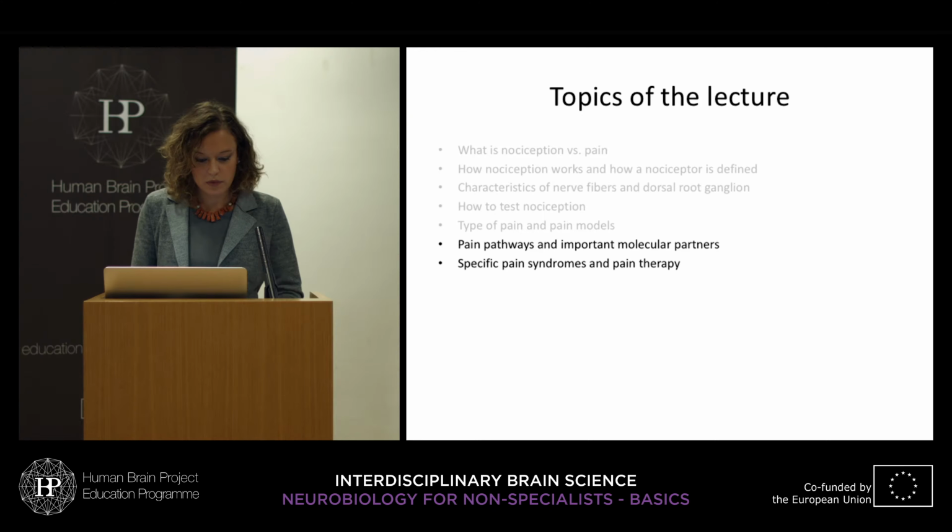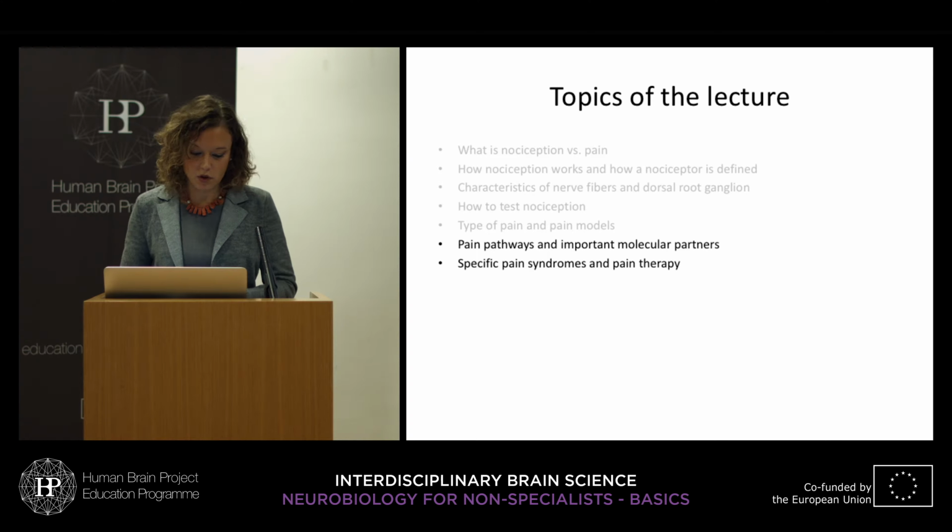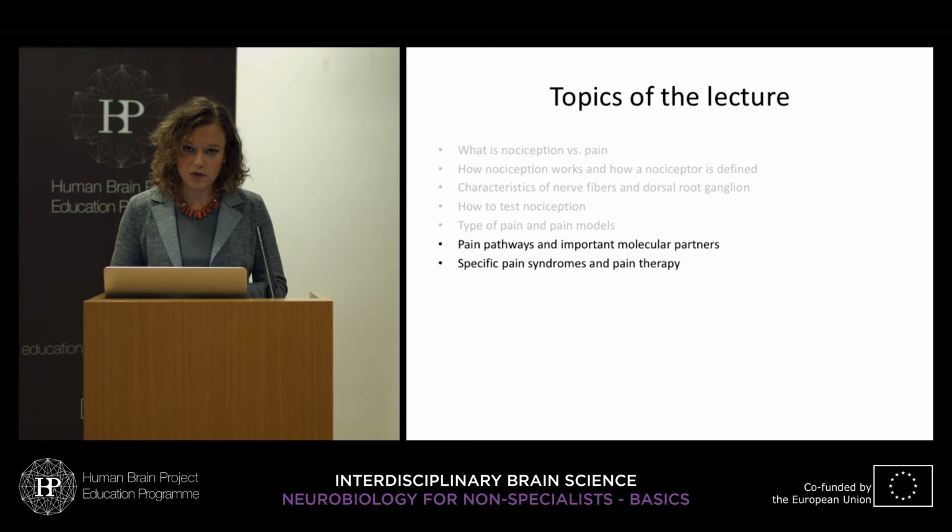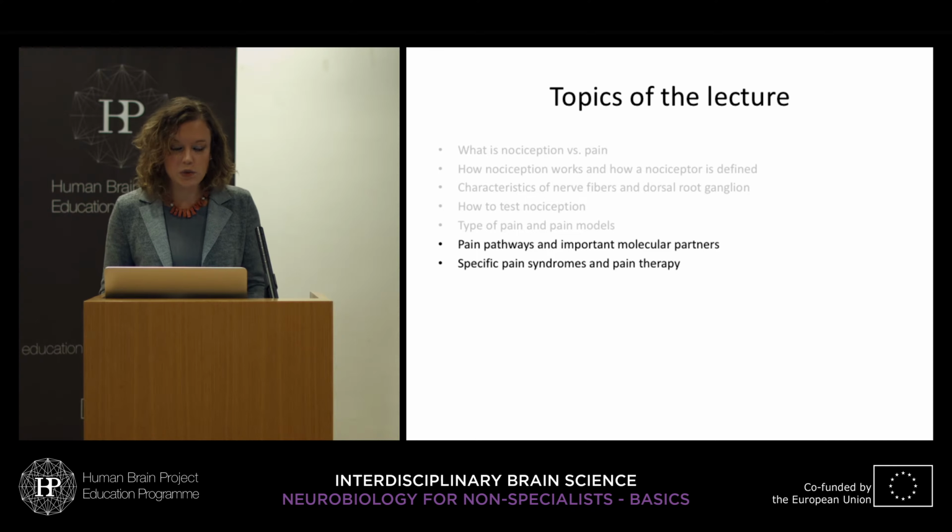So we touched the first topics. So what is nociception? What is pain? How does nociception work? What is a nociceptor? So remember, the nociceptor is a free nerve ending in your skin that is activated upon stimuli, as we say. There are different fibers that are involved in this, how to test nociception, and as well the pain models that are available nowadays. So we will go through now the pain pathways that are involved in nociception and pain perception, and then we will have an overview on some pain syndromes and pain therapies.